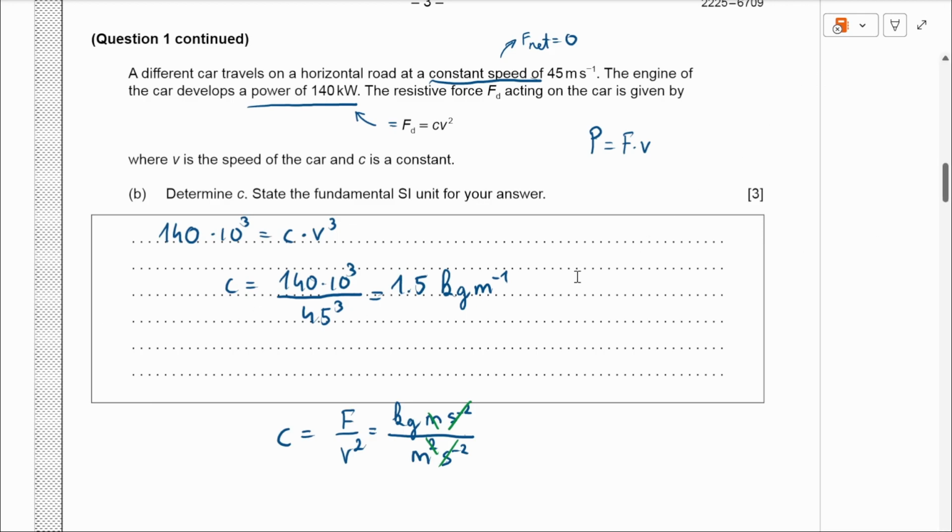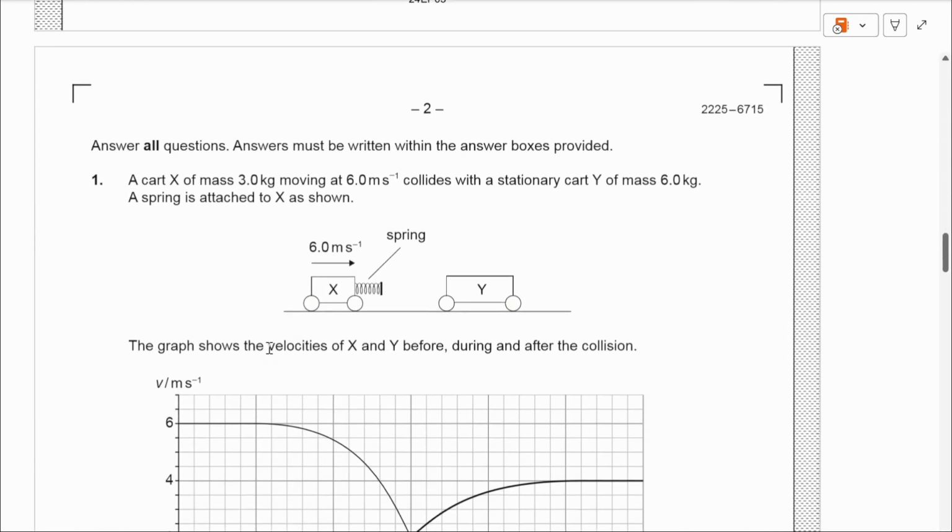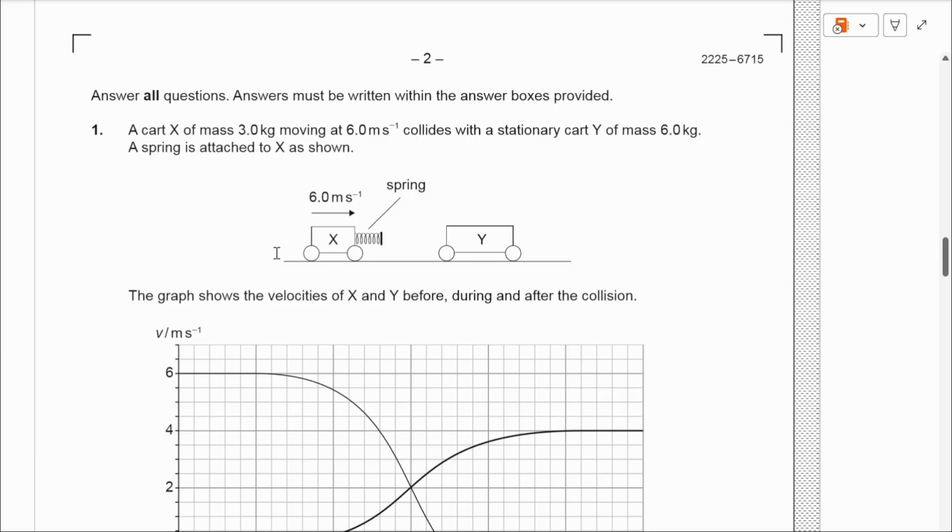All right, so this was from the time zone 1 paper, and this is the mechanics question from the time zone 2 paper 2. So let's see what we can do over here. Here we have a car X with a mass of 3 kilograms. So this is 3 kilograms and it's moving at speed 6 meters per second, and this is 6 kilograms.